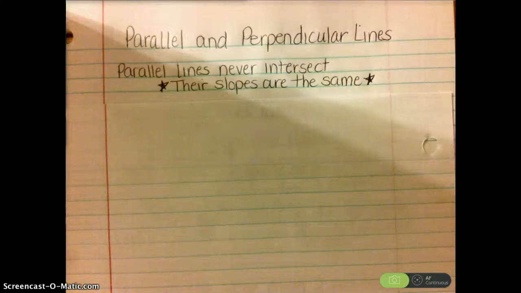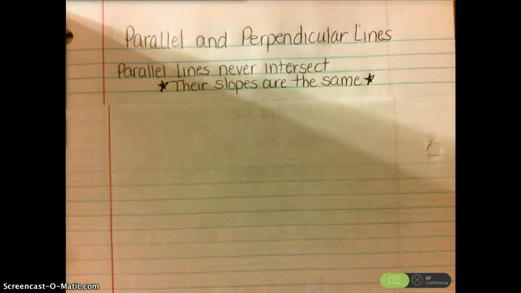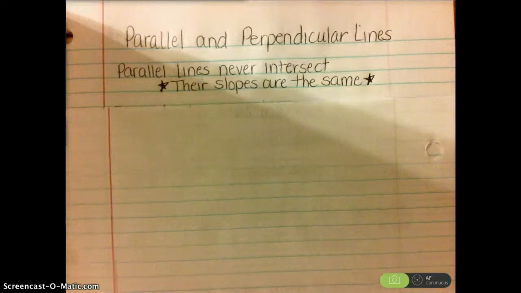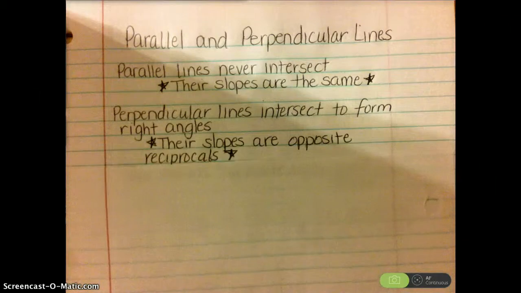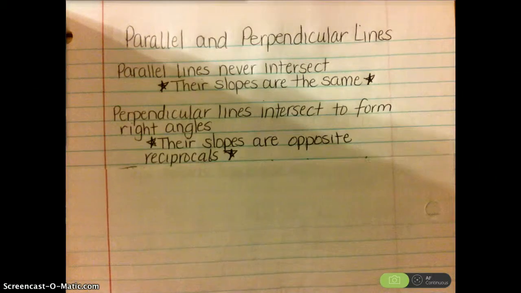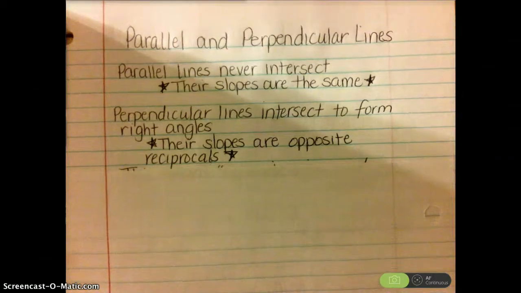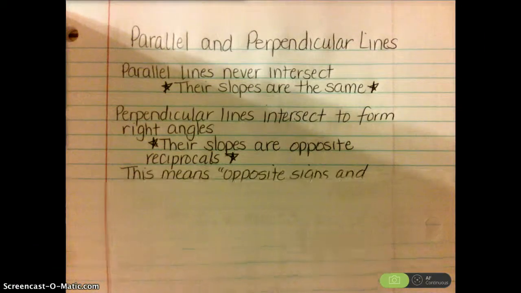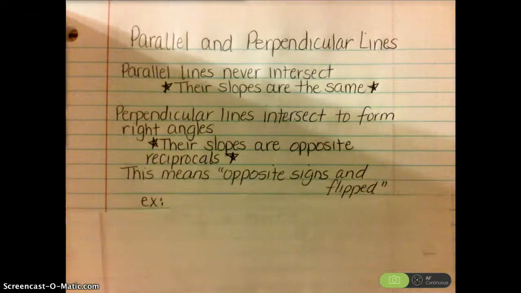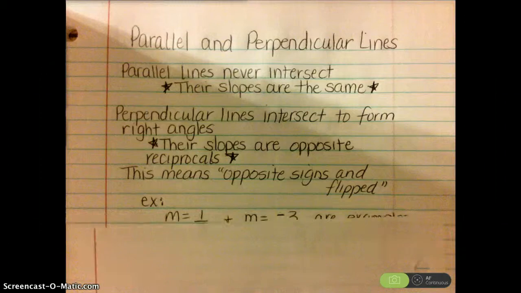Alright, today we're going to talk about parallel and perpendicular lines. Parallel lines never intersect, and they never intersect because their slopes are the same. Perpendicular lines intersect to form right angles, and they form these right angles because their slopes are opposite and reciprocals. This means they have opposite signs and they're flipped.